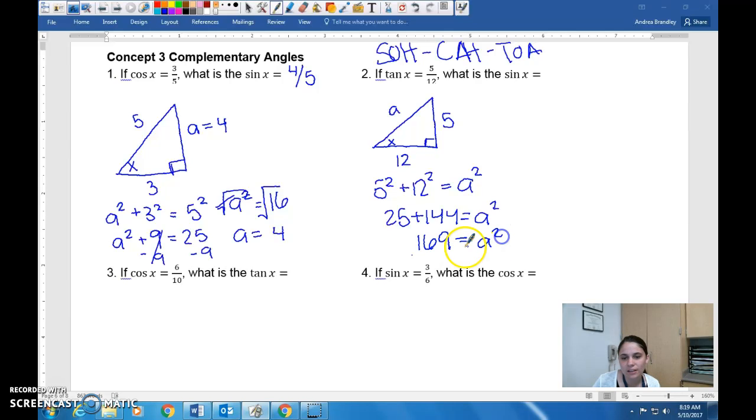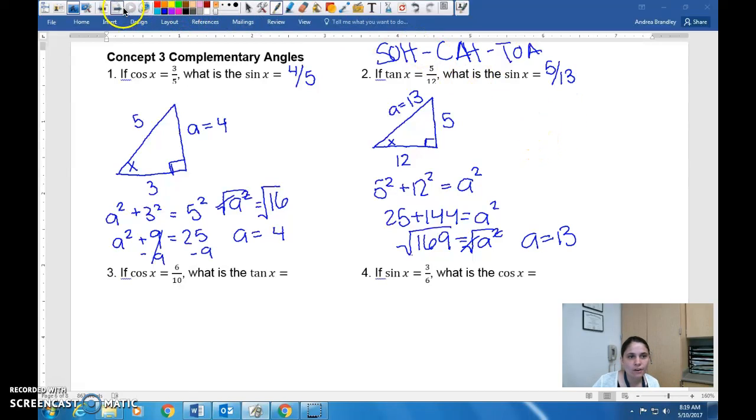So I'm going to take that square root of both sides, and the square root of 169 is 13. So this side length is 13. So sine, if I remind myself with my mnemonic, is opposite over hypotenuse. So sine would be 5 is the opposite, 13 is the hypotenuse, so this would be 5 over 13.